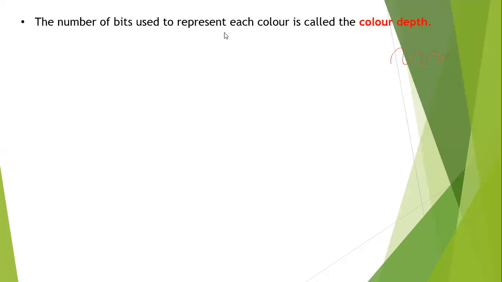The number of bits used to represent each color is called color depth. Have you heard about color depth? I will explain further. Do you know that? Yes, Nama, can you tell me what is meant by color depth? The number of bits used to represent each color is called color depth. We also call it bits per pixel. Now you can see.